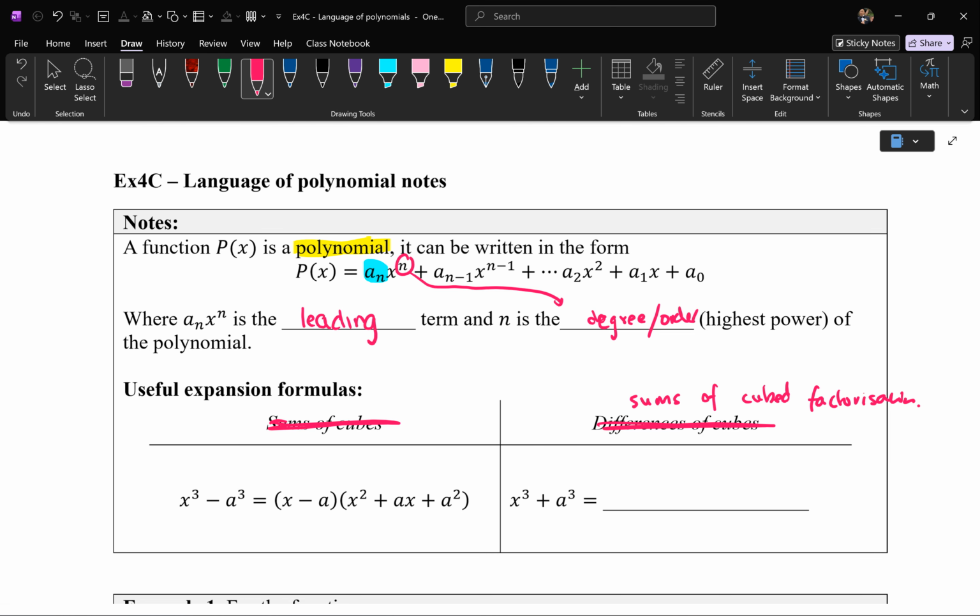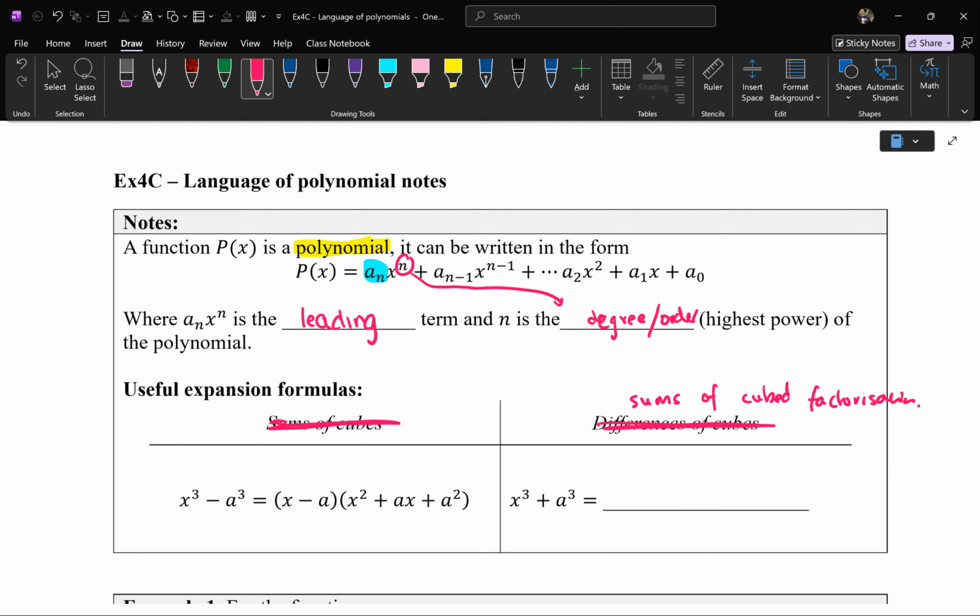Let's see if you remember. So I gave a hint for the first one because that's easy to see. So x cubed minus a cubed, so difference of cubes factorization. We see that if it's x minus a, then it's x minus a here as well. Notice that you have a plus and a plus. Let's see if you remember then. What would the sum of cubes formula look like?